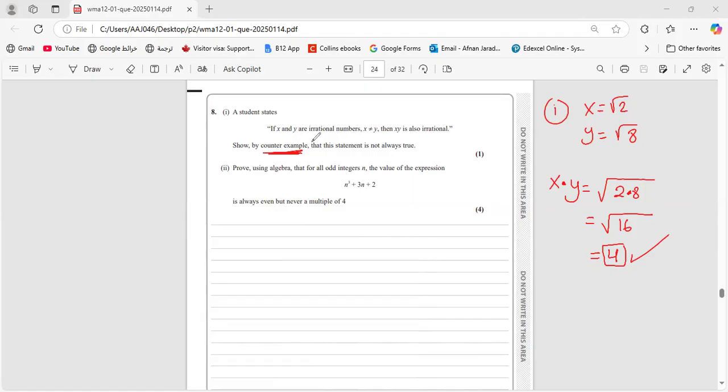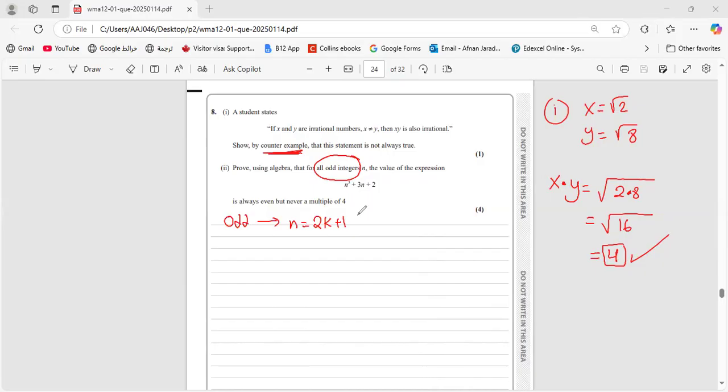Part two: prove using algebra that for all odd integers n, the value of the expression n cube plus 3n plus 2 is always even, but never a multiple of 4. So it's even, but never a multiple of 4. Okay, the question is about all odd integers. What is the form of the odd integer? The odd integer, so n here equals 2k plus 1, okay? 2k plus 1, 2k minus 1, 2k plus 3, and so on, okay?